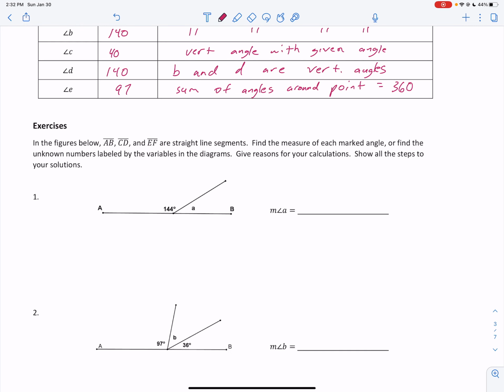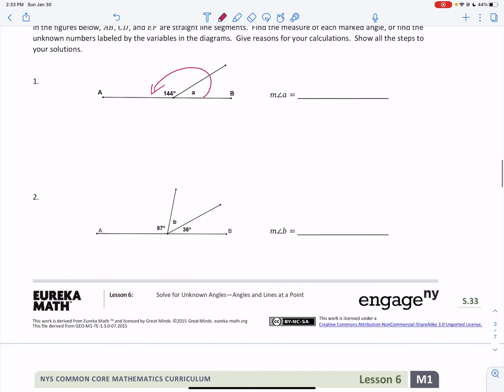So I'm not going to belabor most of this. This is the same thing. Sum of angles at a straight line is 180 degrees. 144 plus A equals 180 degrees, and then just do the algebra. Same thing here. Once you master these skills, you realize that a lot of it's going to keep repeating itself in this lesson. 97 plus 36 plus B equals 180. Work the algebra.